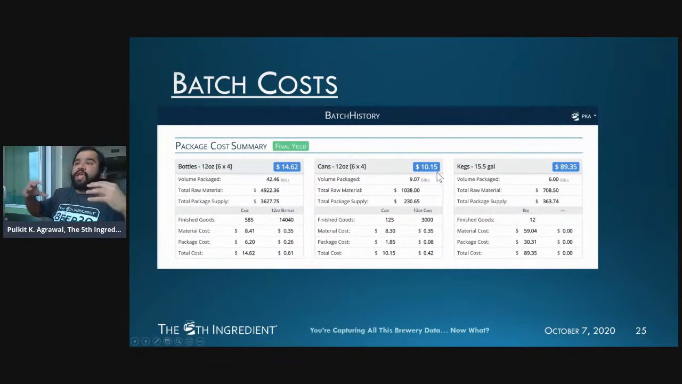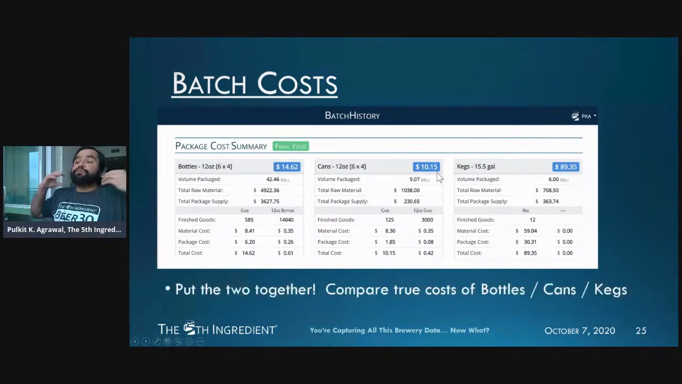With that, you can then take this information and basically put the two aspects together, right? You're able to put together the raw materials, put together the packaging costs, and really understand the true costs that happen per bottle, can, and keg. And in this example here from Beer 30, you're able to see that the final yield summary is that my carton of bottles, which is 24 bottles, 12 ounces each, is costing $14.62 to make, my cans are costing me $10.15, and my half barrel kegs are $89, right?